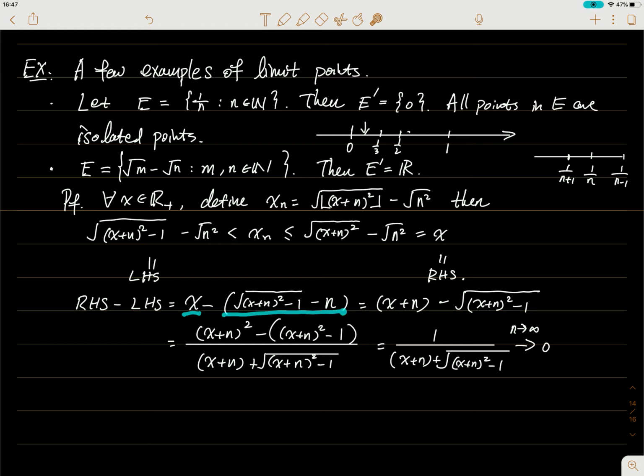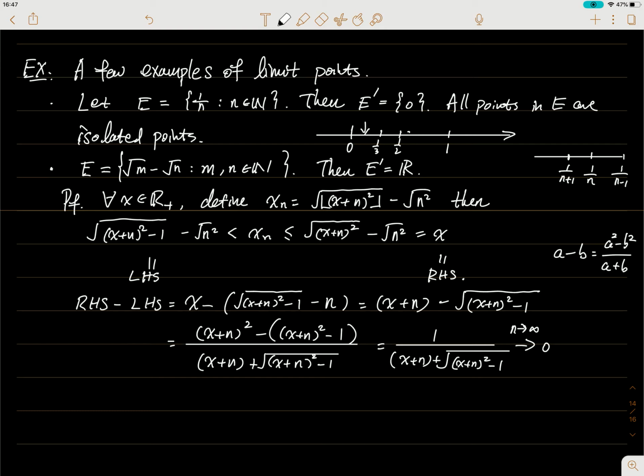Now I combine the x and this n. Two negatives become positive, so x plus n minus this number. Then I'll apply the conjugate. In the class, when we say conjugate, it means that if I have two numbers a minus b, then it is equal to a square minus b square divided by a plus b, assuming a plus b is non-zero.